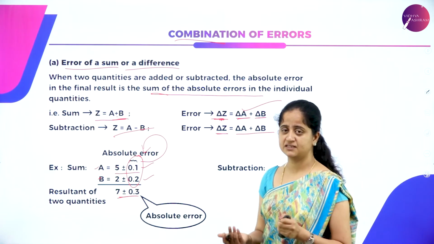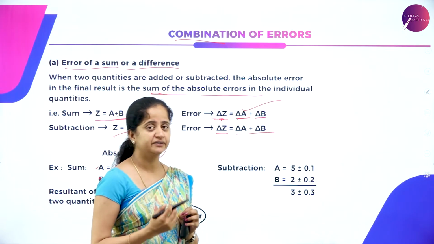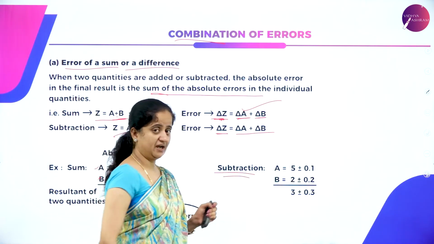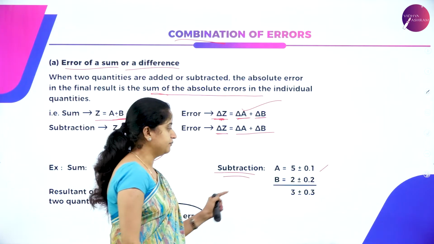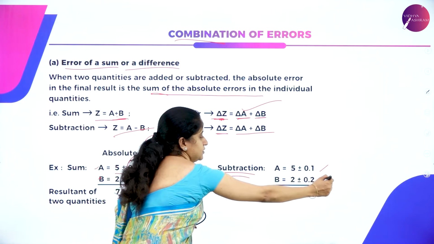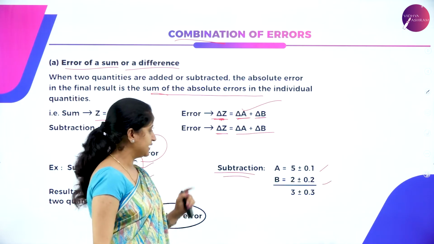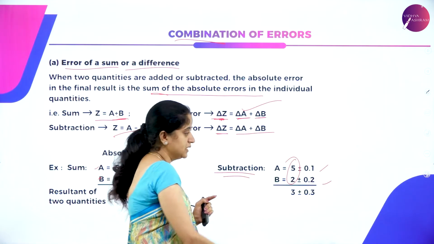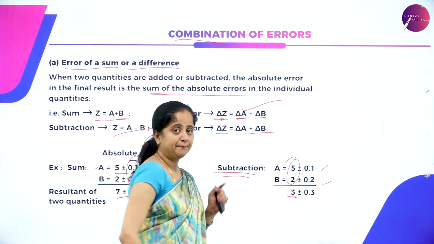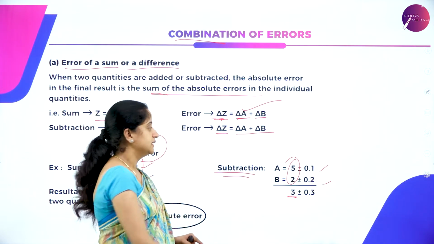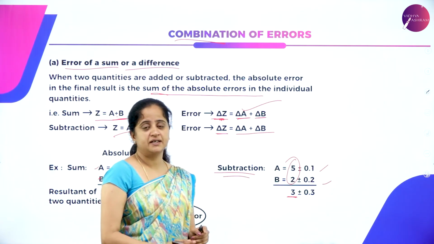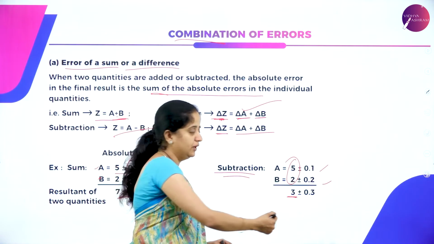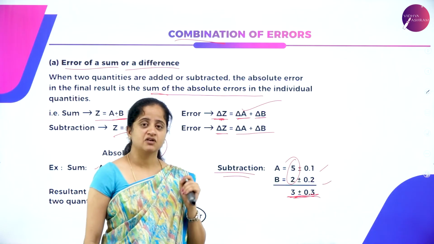This is common in the case of a sum, that is, we are adding the two quantities. What if you are considering subtraction? For subtraction, we have the same values, 5 plus or minus 0.1 and 2 plus or minus 0.2. Here we are subtracting, hence you have to subtract these two values. That is 5 minus 2 will give you 3. But though you are doing subtraction, the absolute errors in the individual quantities should be added together. So we have to add 0.1 and 0.2 and write plus or minus 0.3.